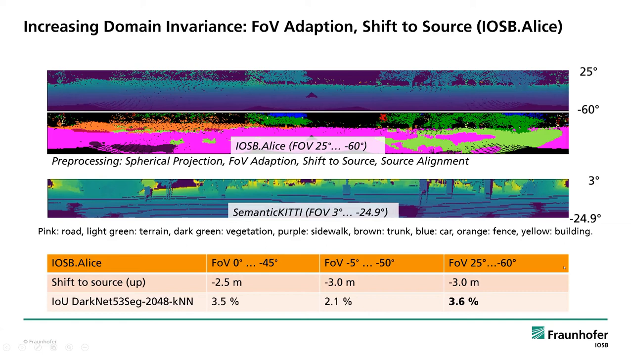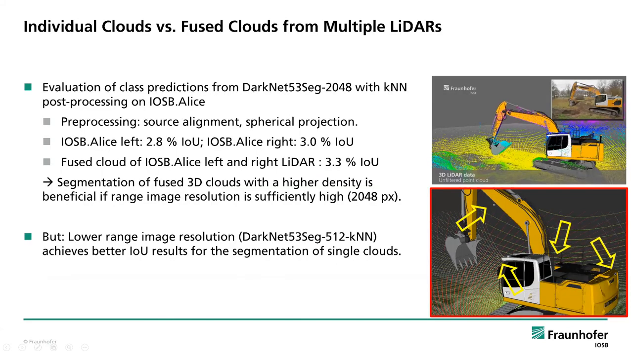It's a bit similar for the data of the excavator. So playing a bit with the field of view values, we get better, but it's only 3.6%. So it's not sufficiently good. If we also, of course, you could think about what about doing the segmentation of all the individual sensors and not of the full point cloud here.